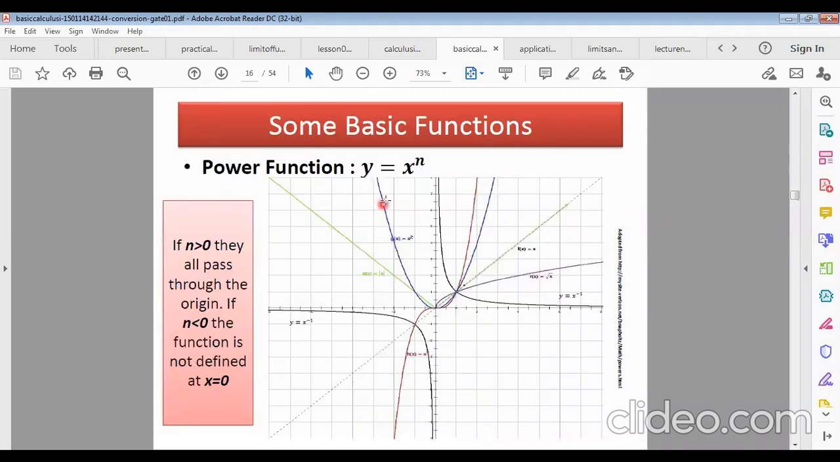Now the power function. Suppose y equals x to the power n. n means what? 1, 2, 3, 4, etc.